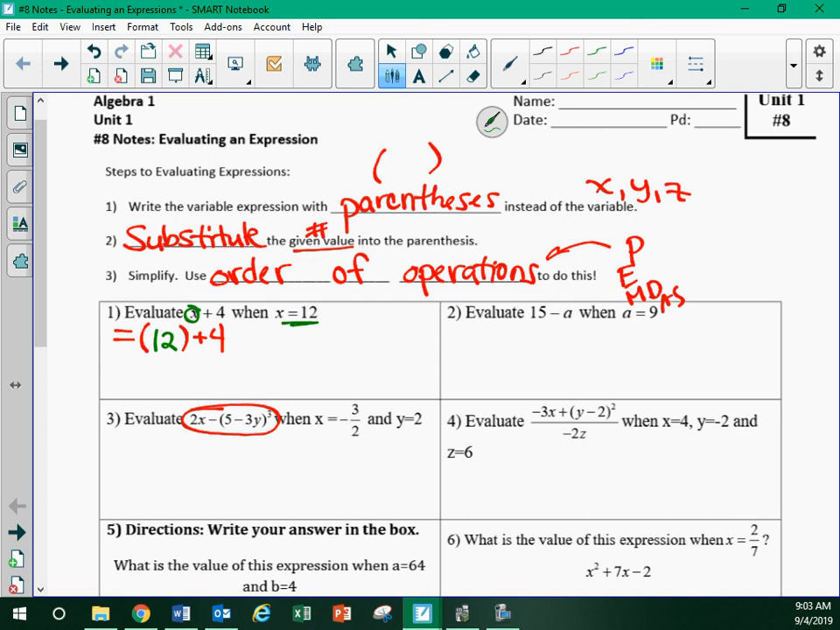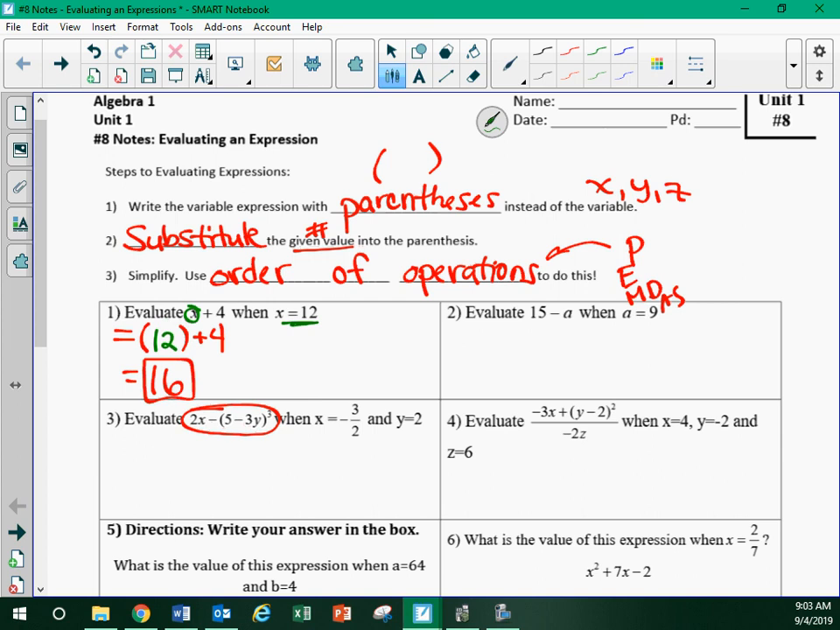And then now we just simplify. I don't need the parentheses here to add. Sometimes we need the parentheses when it's multiplication or when we have exponents, but here we don't need it for adding. What is 12 plus 4? 16. So 16 is our answer.